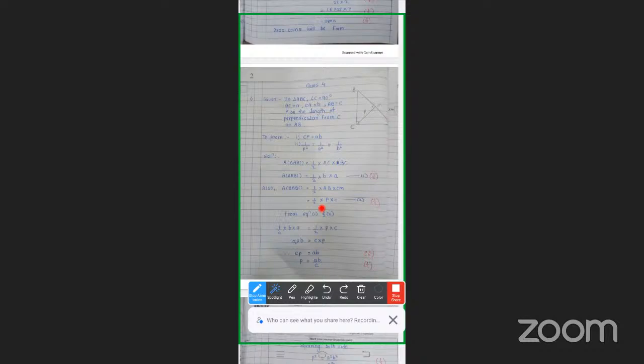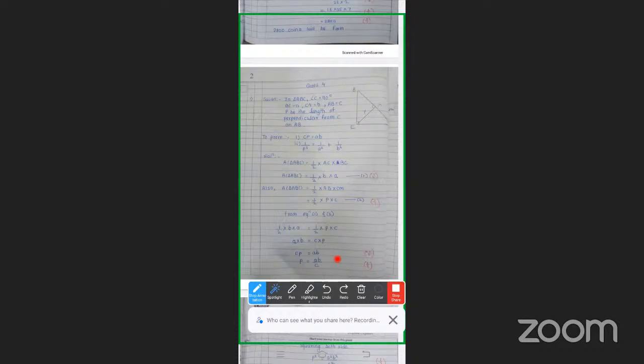But both the areas are equal because this triangle is the same. So the area of triangle ABC, both the equations are the same, so we have to equate them. So half into B into A is equal to half into P into C, correct? So the halves get cancelled, and we get A into B is equal to C into P. That is, CP is equal to AB. That gives us the first proof.